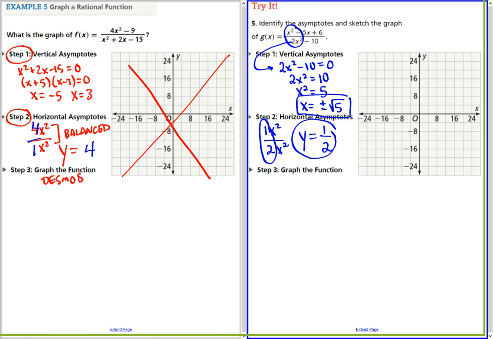Now, over here on Desmos, you'll see example 5. I have this equation loaded in here. And there it is. We thought there would be a vertical asymptote at negative 5. There it is in purple. We thought there would be a vertical at 3. And there's a horizontal at 4. And look, as we go really far to the right, it gets closer and closer to that line. And as you go really far to the left, it gets closer and closer to that line as well.